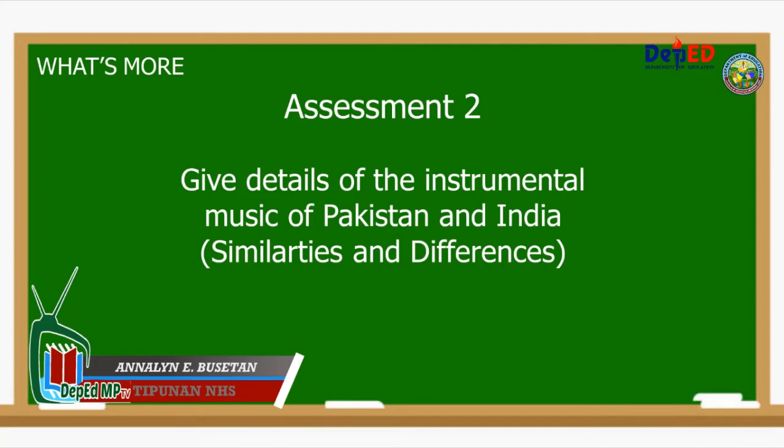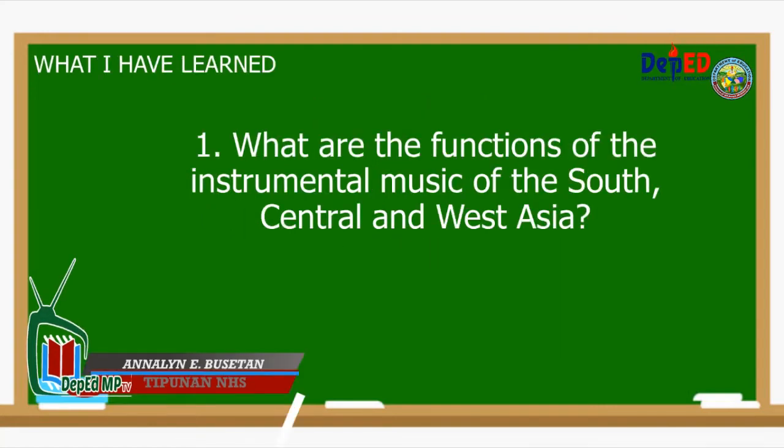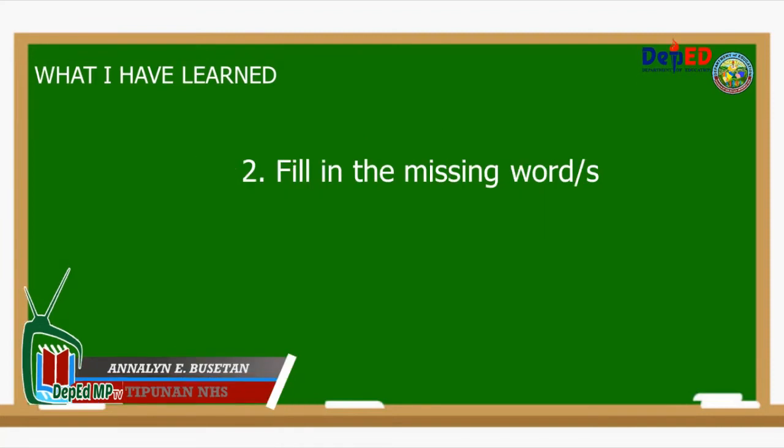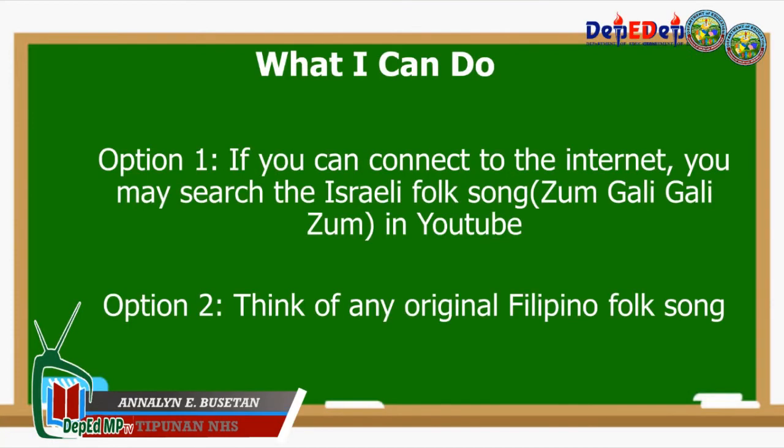In the What I Have Learned part, read the instruction given on your module. No need to use a separate sheet for your answers. You can write your responses on your module. Can we sing and perform with our own musical instrument as well? Of course we can! There are 2 options in this activity and you are to choose one only.